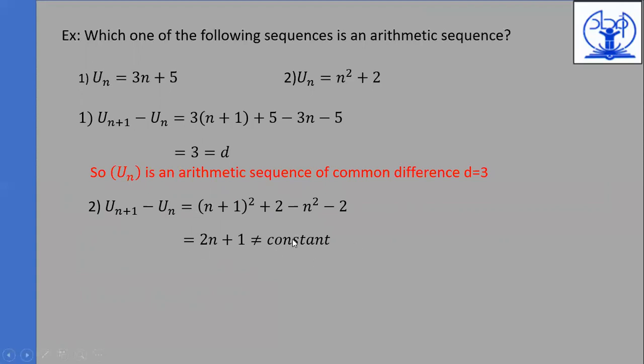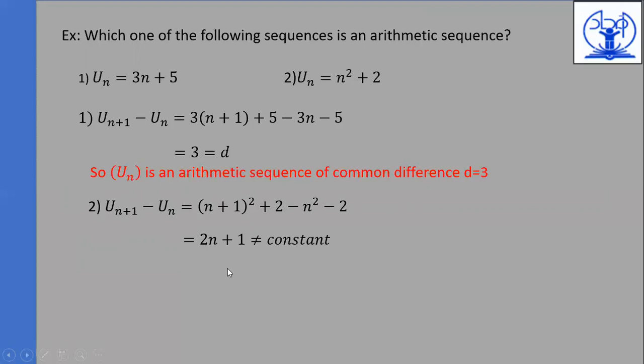By the way, to prove that a sequence is not arithmetic, it's enough to list a few terms and see that they don't have the same common difference. For example, here the first term is 2. The next term will be 3. And so on. If you get u2, you will get 6. So you're not adding a constant. Clearly, this sequence is not arithmetic.